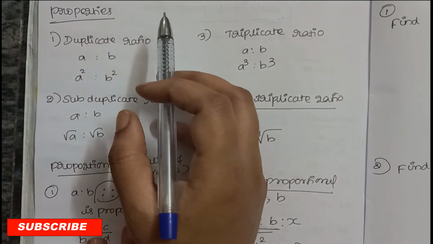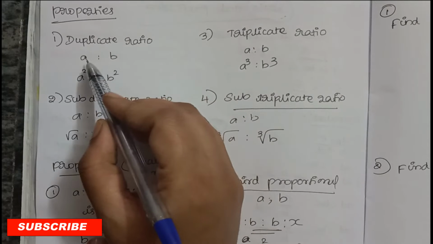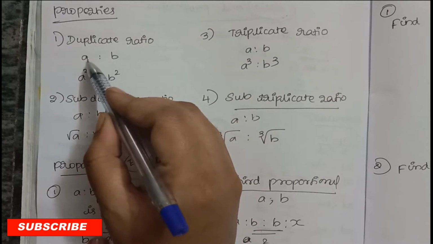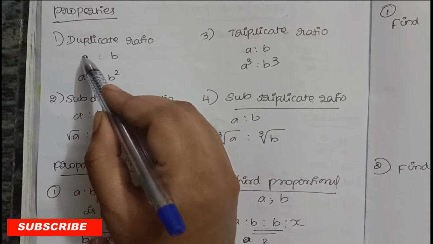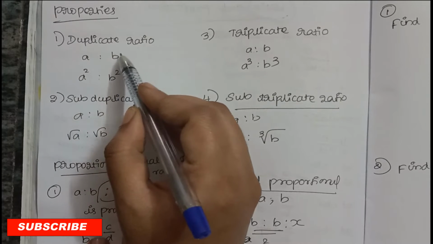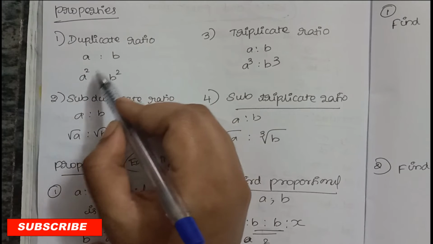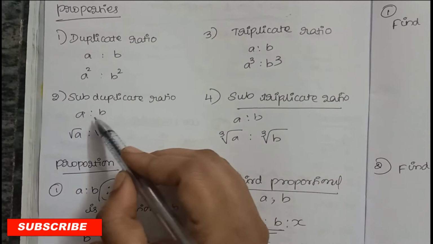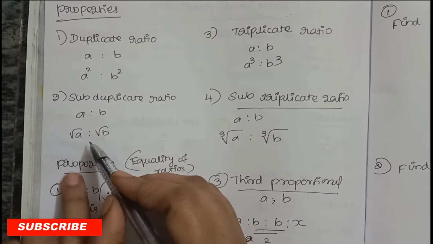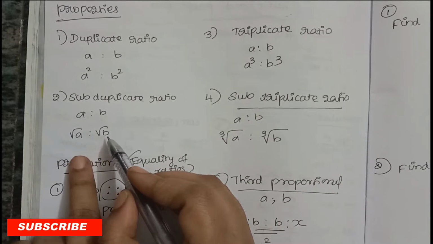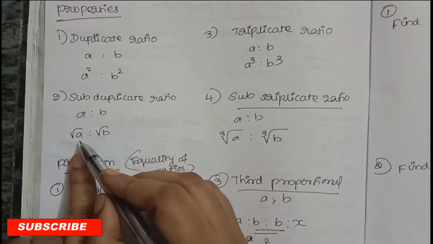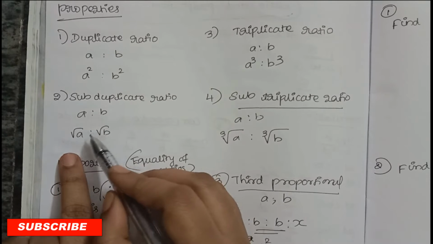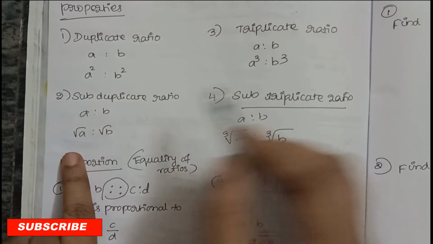properties used in ratios. Duplicate ratios. A is to B is A squared is to B squared. Multiply numerator into numerator divided by denominator into denominator. It gives duplicate ratios, A square is to B square. Subduplicate ratio. A is to B can be written as square root of A is to square root of B. It also gives the same value. Square root of A is to square root of B gives the same value as A is to B.